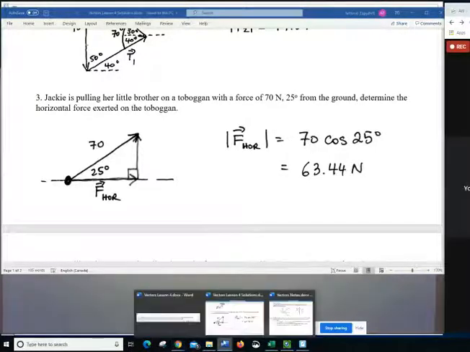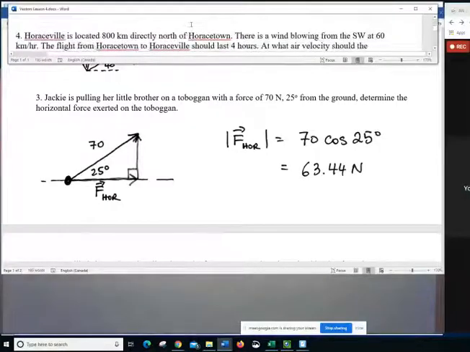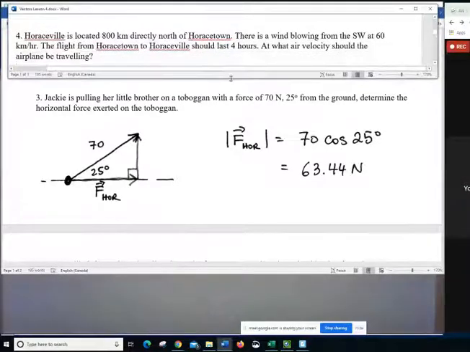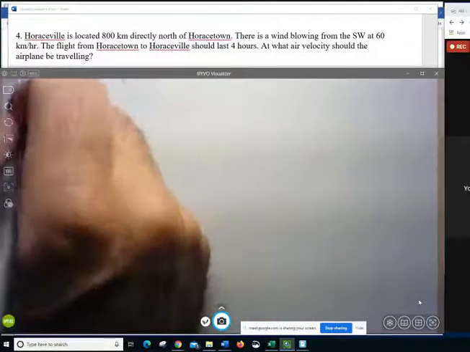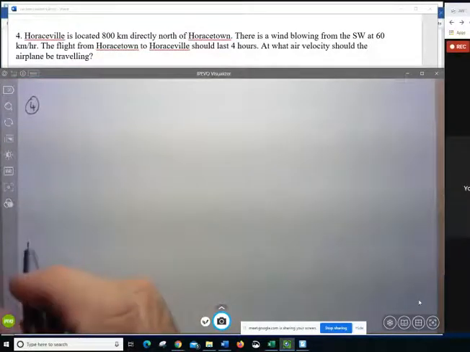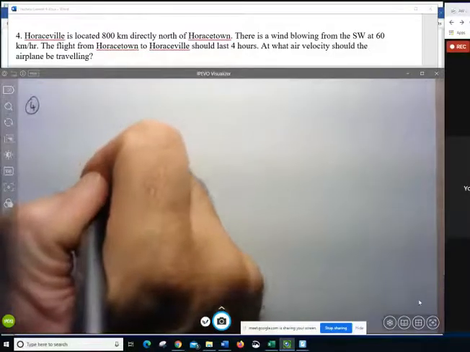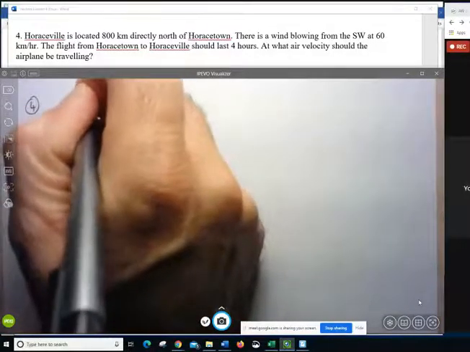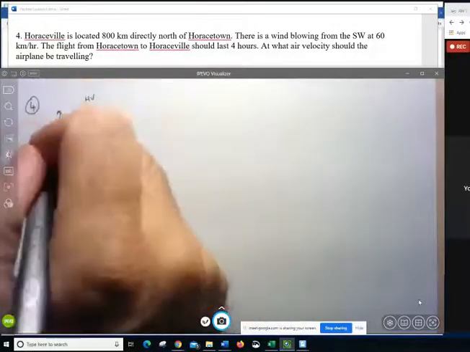All right, so let's take a look at number 4 here. Maybe we'll draw the diagram, because what's important in this one is to make sure we understand which vector is which. So if we look at number 4, it says Horaceville is located 800 meters directly north of Horacestown. So here's Horacestown, there's Horaceville directly north. So I'm drawing my situational diagram here, at least to start off.